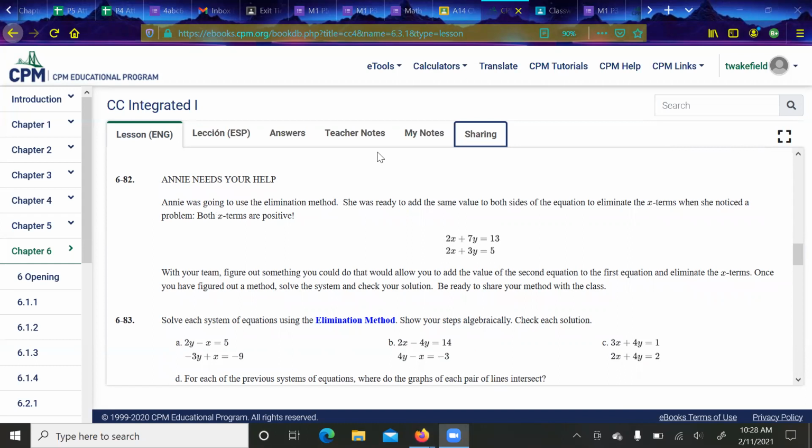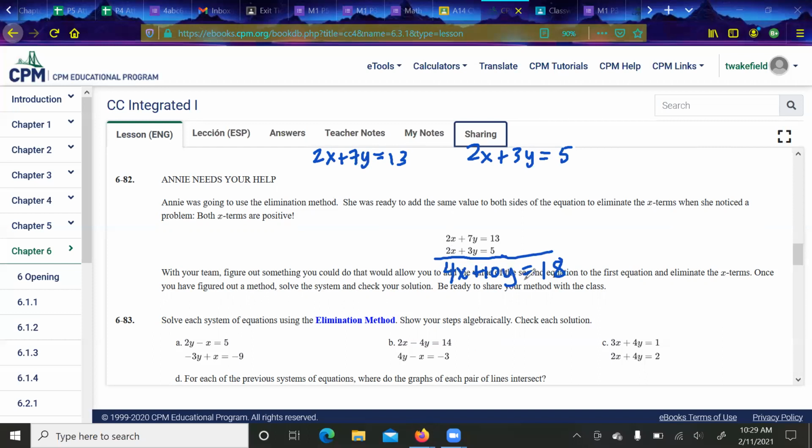Multiply it by -1. Whoa, multiply it by -1. We can do that? Okay, let's write the problems down. The first problem is 2x plus 7y equals 13. And I'm going to write the second equation over here. 2x plus 3y equals 5. Yeah, the problem is if we add these together right now, you're going to get 4x plus 10y equals 18.